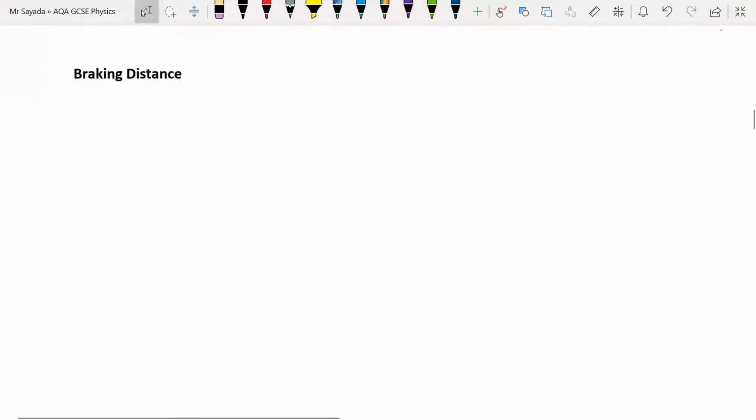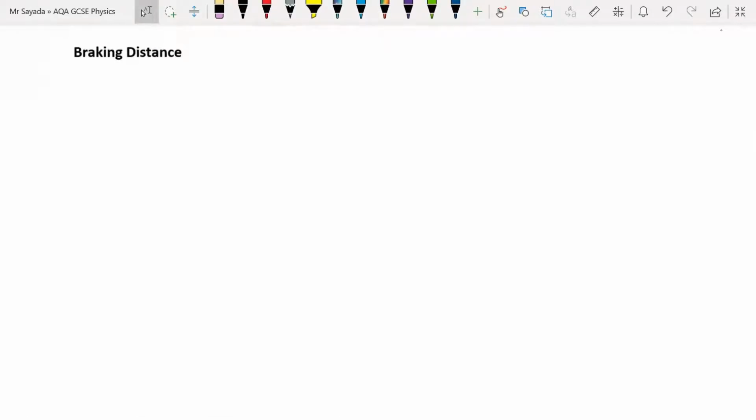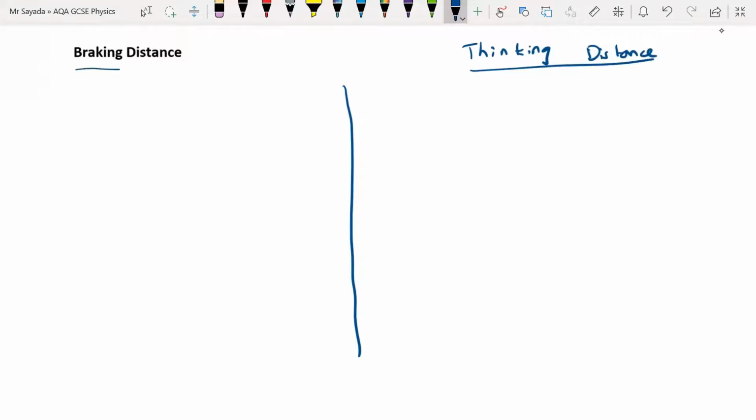Now let's think about braking distance. Braking distance is the distance which you travel once you hit the brakes until you stop. Now, there isn't an equation for this, but there is something for us to think about, which is what are the factors which will make your braking distance bigger? And what we're actually going to think about is both the braking distance and the thinking distance. So what are the factors that are going to increase your thinking distance, and what are the factors that are going to increase your braking distance? So let's think about this.